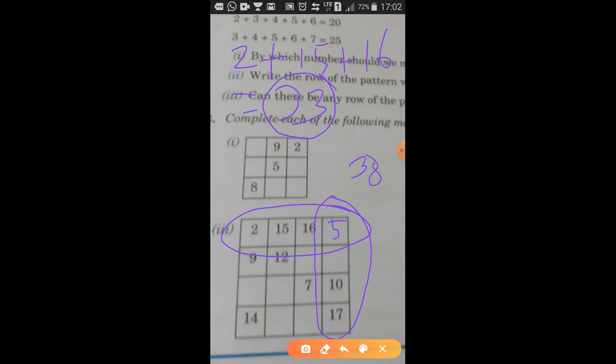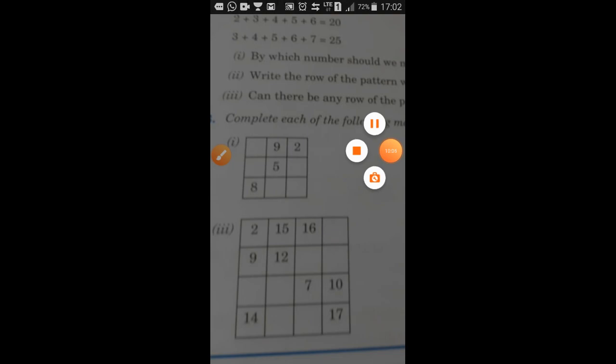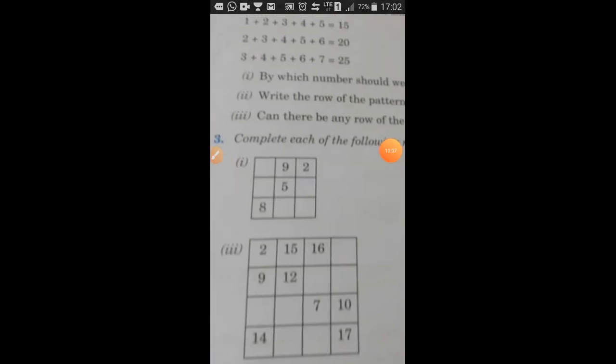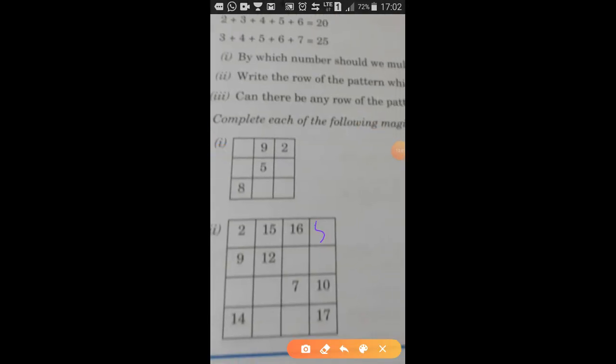You have 5, 10 and 17. Okay, so I have got 5 over here. Yes, and now I have 5 plus, in this set of boxes, 5 plus 10 plus 17, which is 27, and then 32.